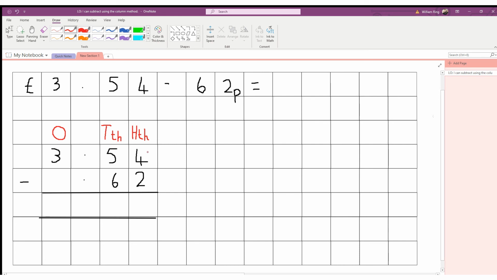So first I'm going to do 4 hundredths take away 2 hundredths would be 2 hundredths. I need to change the colour here. I realise I've left it in red. So 4 hundredths take away 2 hundredths is 2 hundredths.